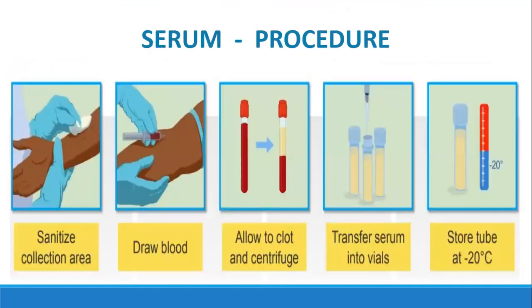Then in the recovery phase, we will collect venous blood from the patient. First, we have to sanitize the collection area. Normally, the venous blood is drawn from the median cubital vein, either in the antecubital fossa or in the forearm region. 5 ml of blood is drawn. 2 ml of blood is collected in an EDTA tube and 3 ml of blood is collected in an SSGT tube.